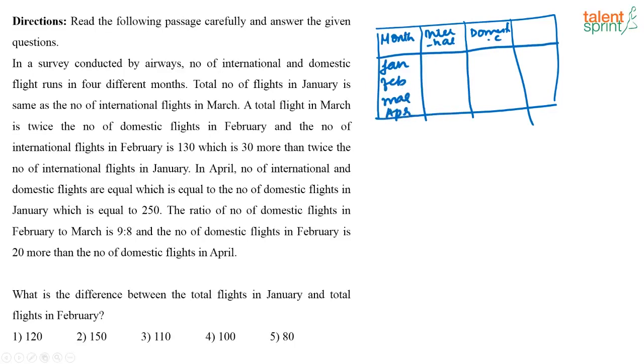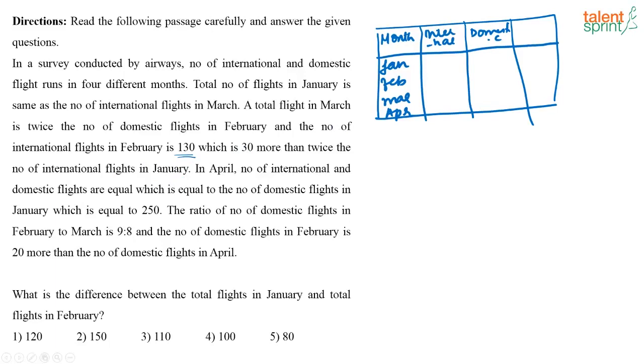Now the total number of flights in January is the same as the number of international flights in March. Okay, let's wait to use that. The total flights in March is twice the number of domestic flights in February, and the number of international flights in February is 130, which is 30 more than twice the international flights in January. So let me fix this first.